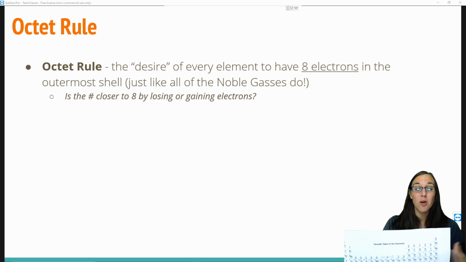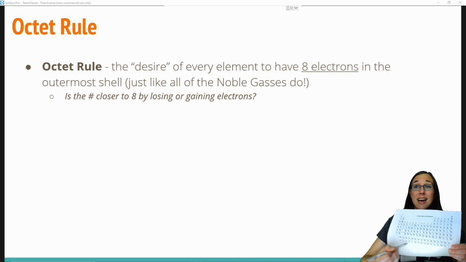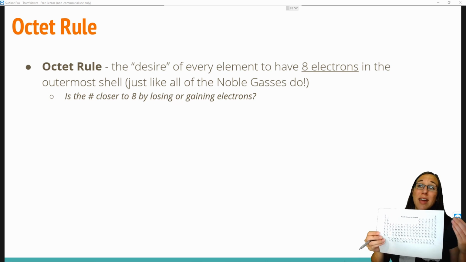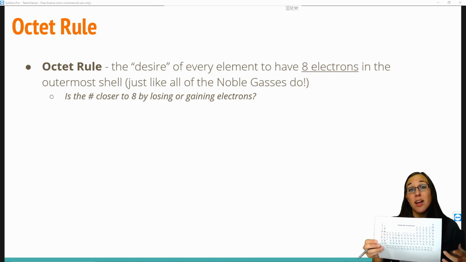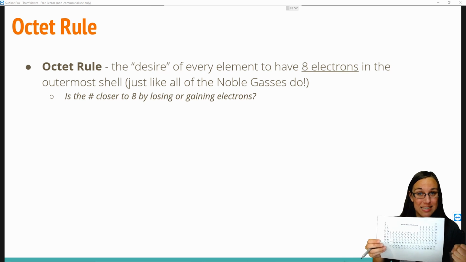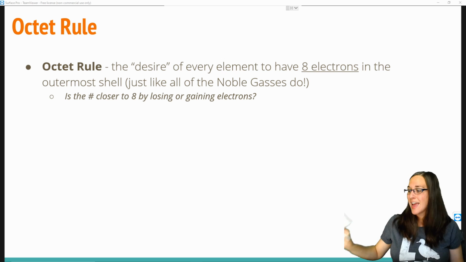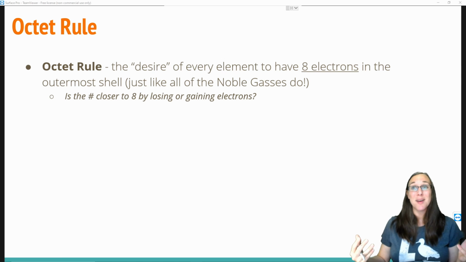That ability to have a full outer shell makes them content in life. They are stable. Whereas the rest of these guys over here are all longing to be like the noble gases. They want their outer shell filled and they'll do anything to get it. And that's what gives us our chemical reactions and bonding to make molecules.